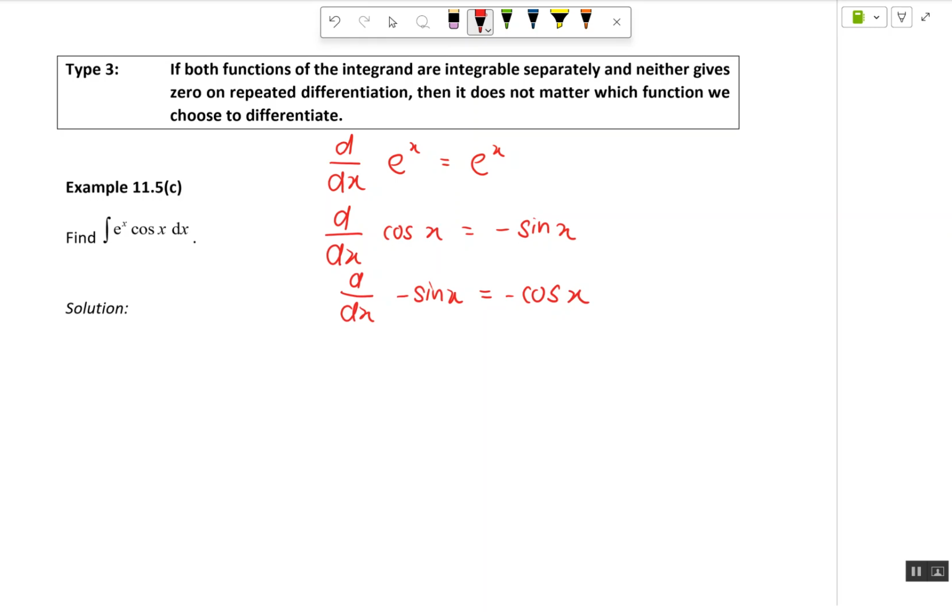So these two are functions that will keep on repeating themselves no matter how many times you differentiate or integrate. And when you see exponential together with trigo, you must think of this technique called making the integral the subject. That means there's no way you can find the answer by getting it out by itself. Okay, what do I mean? I will show you how.